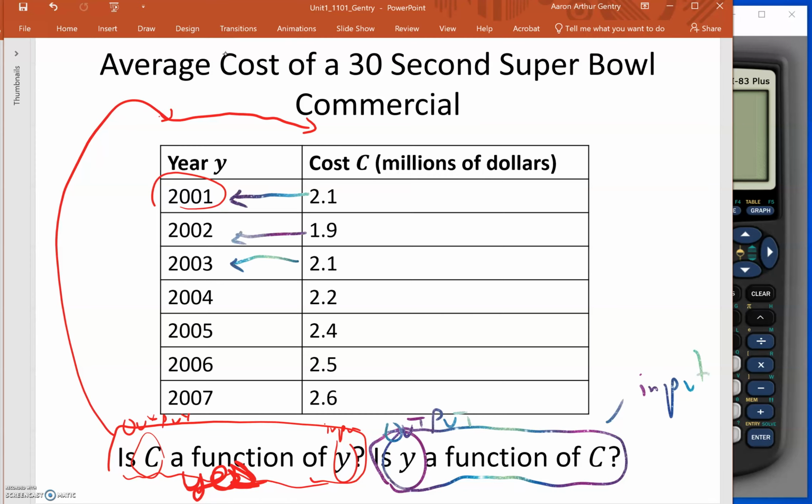But we have a problem, because look right here. We have 2.1 going to two different values. So that's equivalent to saying this, to having that right there. And that is not okay. So no, not a function. So this is not a function.